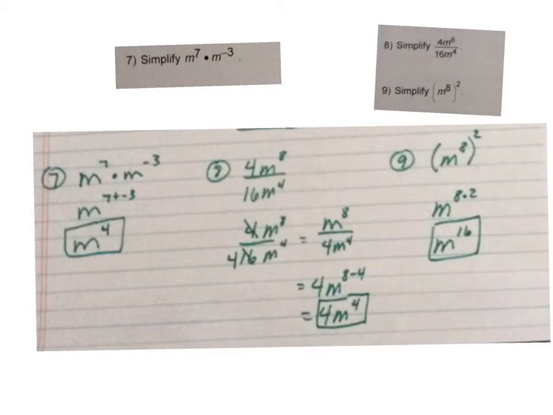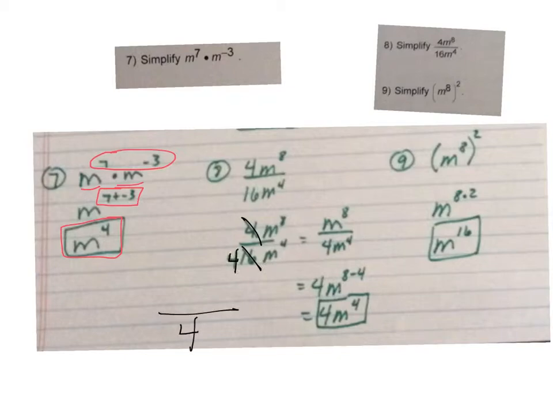On number 7, remember when you're multiplying like bases, you just simply add the exponents. So 7 plus a negative 3 is 4, so you've got m to the 4th. Now, I made a little mistake on number 8 as I was walking through that. If you notice, I did 4 will go into 16 4 times. So 4 is on the denominator. Okay?